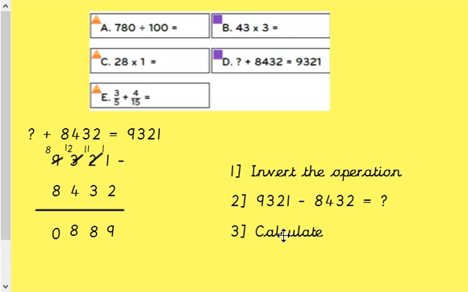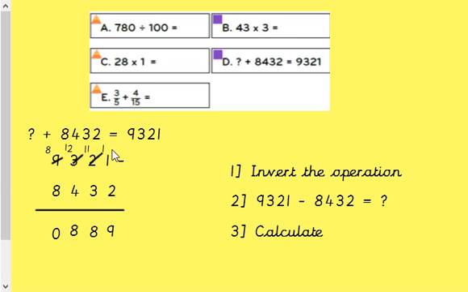And then the final step is to calculate. So I'm going to set it up as a column subtraction. As you can see here, we will need to use some exchanging. So 1 take away 2, can't do it. So I need to exchange from the other column, the 10.